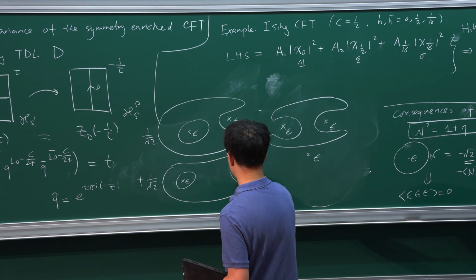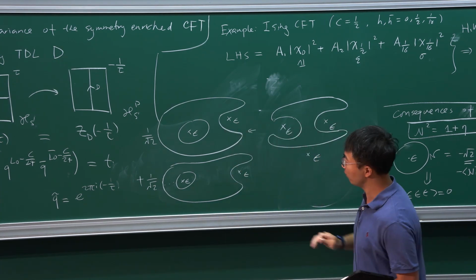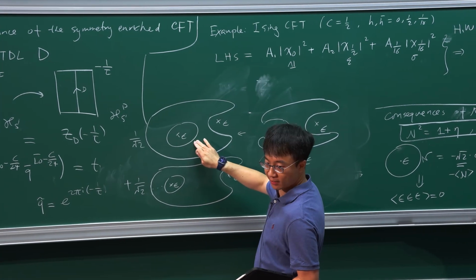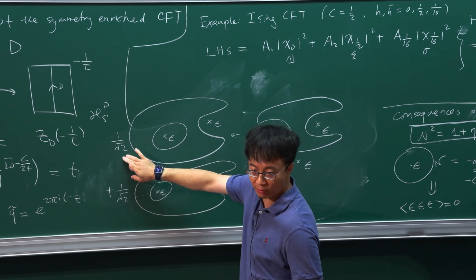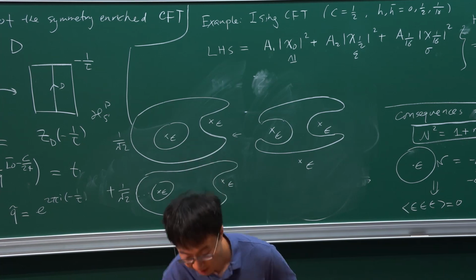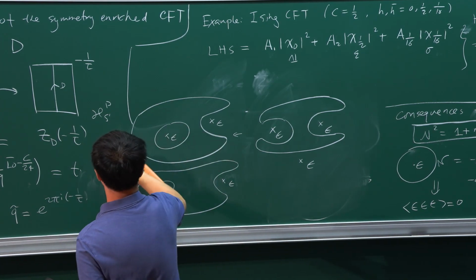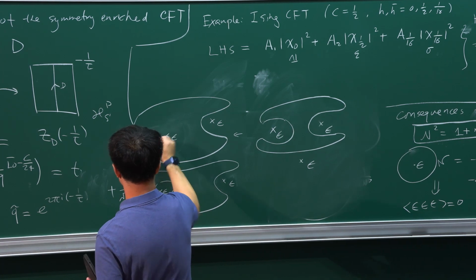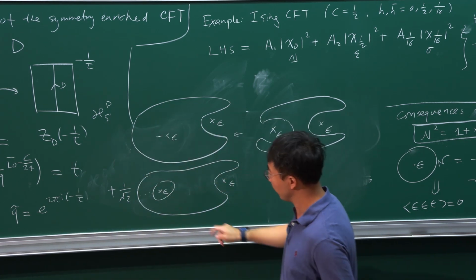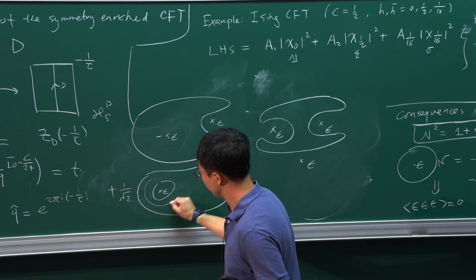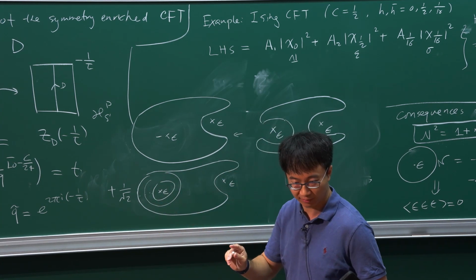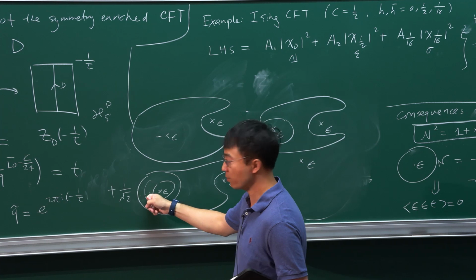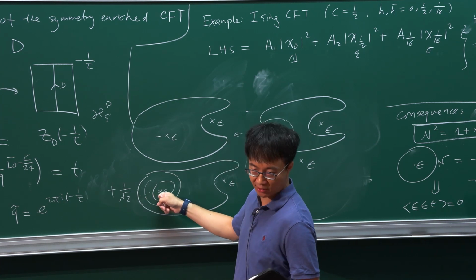Right. So here we use the fact that this operator is odd, so we can shrink this and cancel this square root 2. And here we use the fact that this action gives the 0 operator. This is because in the twisted sector twisted by Z2, there's no operator with this conformal dimension.